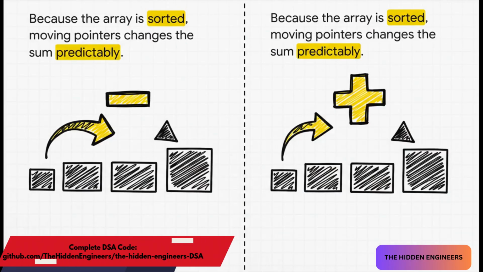It works because the array is sorted. That one little detail is everything. Because it's sorted, when we move our pointers, the sum changes in a totally predictable way. If our sum is too high, moving the right pointer in is guaranteed to make it smaller. If the sum is too low, moving the left pointer out is guaranteed to make it bigger. We're never guessing. We're systematically eliminating all the wrong answers.